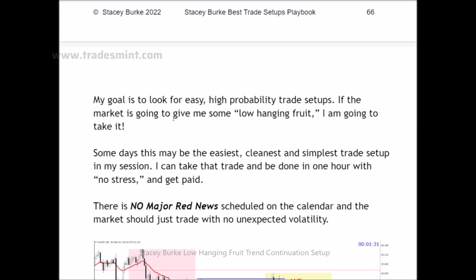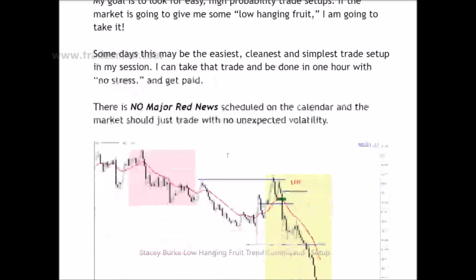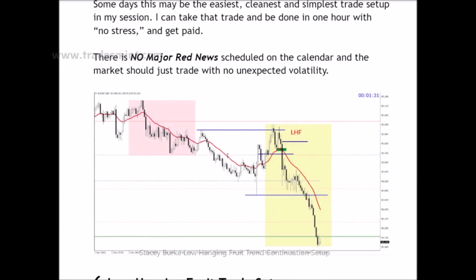Making sure, though, there is no major red news scheduled on the calendar. I do not trade any of these setups if there's major red news. The only major red news trade that I will take is first bounce, and there needs to be a setup on that day to take the first bounce trade, which we talk about in the first bounce entry section.